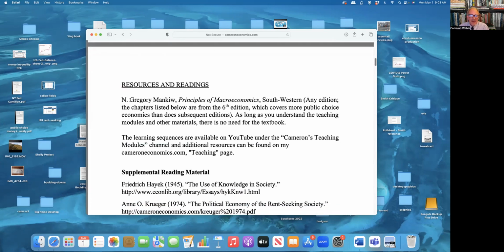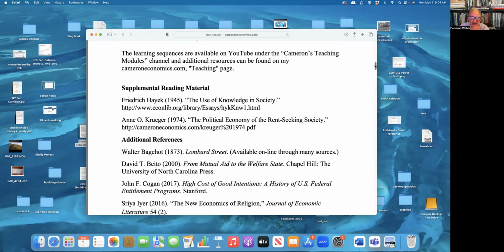I use Mankiw's book. Gregory Mankiw is the chair of the Harvard University Economics Department. He has the best-selling economics textbook in the United States or in the world. You don't necessarily need to read Mankiw's book because all of the ideas are contained in the teaching modules on YouTube. But still, it's a good reference to have if you can get it for free online.